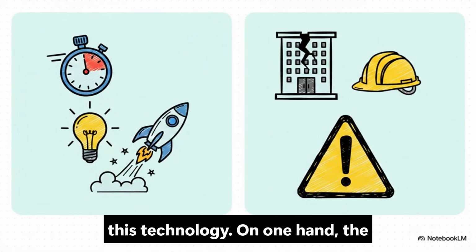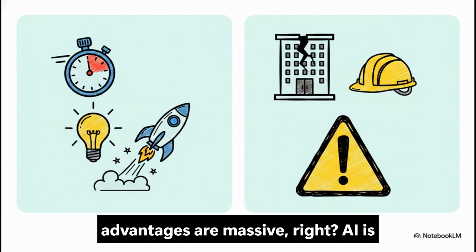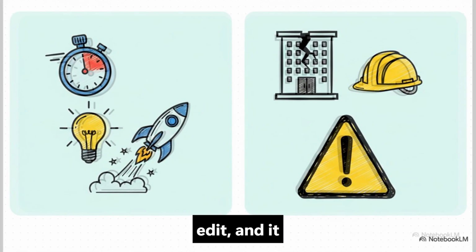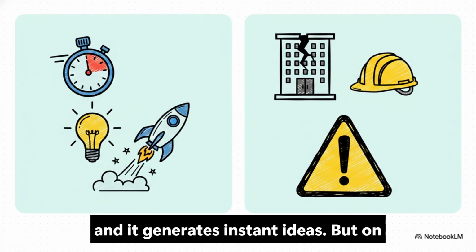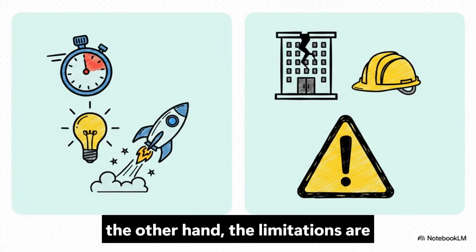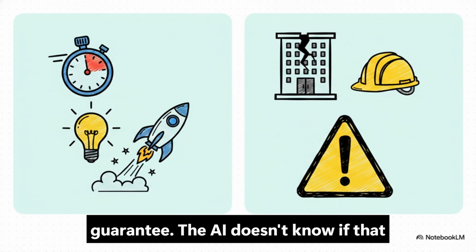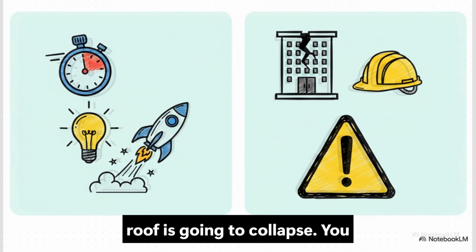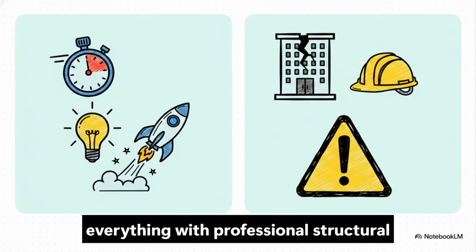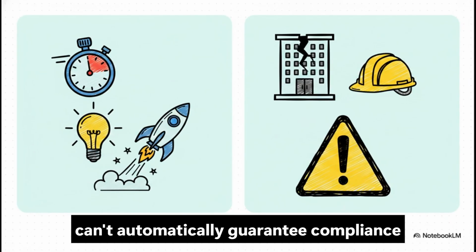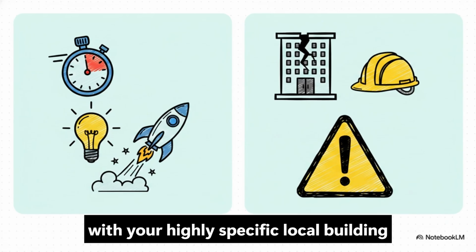On one hand, the advantages are massive, right? AI is incredibly fast, it's cheap, it's easy to edit, and it generates instant ideas. But on the other hand, the limitations are severe. There is absolutely zero structural guarantee. The AI doesn't know if that roof is going to collapse. You absolutely must verify everything with professional structural engineers, and of course, the AI can't automatically guarantee compliance with your highly specific local building codes.